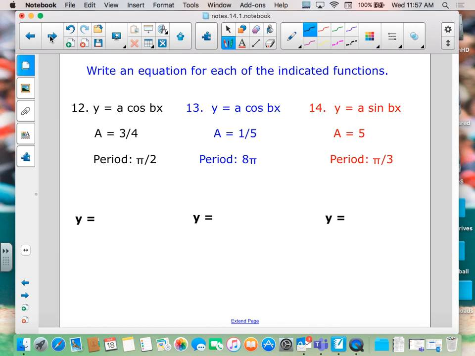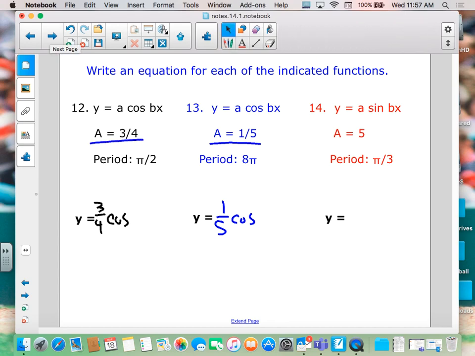Here are a couple for you to try. What I would recommend is you pause the video and see if you can fill these in. I'm going to start filling in the amplitude. So for number 12, we know it's 3/4 cosine. For number 13, we know it is 1/5 cosine. I'm just plugging in the amplitudes. It's a piece of cake. And we know for number 14, it's y equals 5 sine.